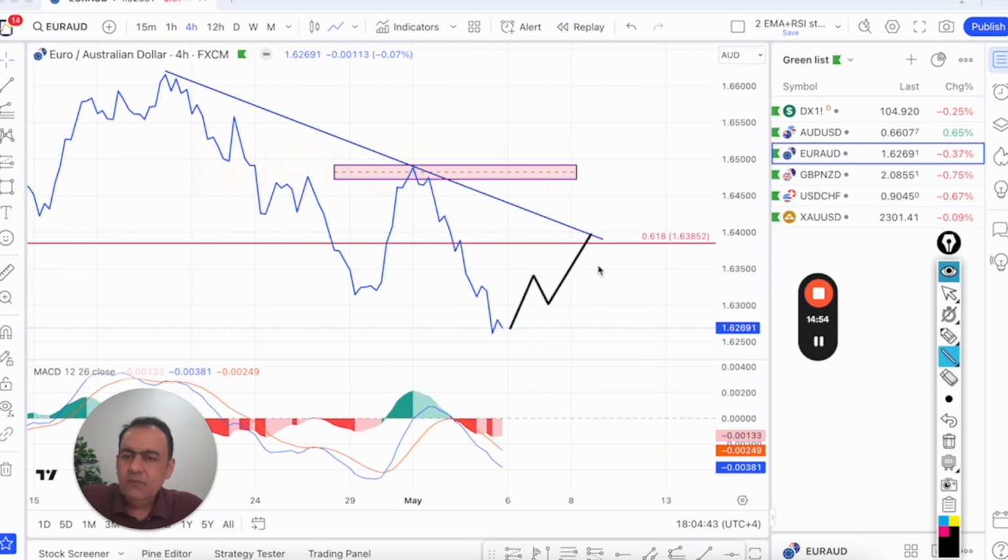So do not forget, we have an interest rate announcement from RBA, that is Reserve Bank of Australia. It may bring a lot of volatility in Australian dollar based currency pairs. So during the week, we may get to see this pullback, a retest of this falling trend line. Until it remains lower than this horizontal box, which is around 1.6500, my idea is to sell on the rise. So Euro Aussie, we are looking for bearish moves.